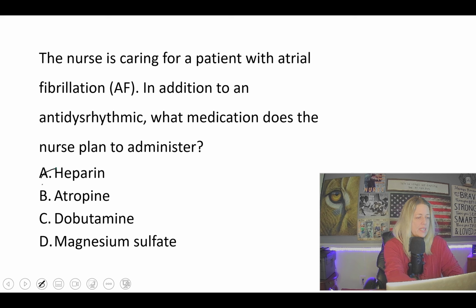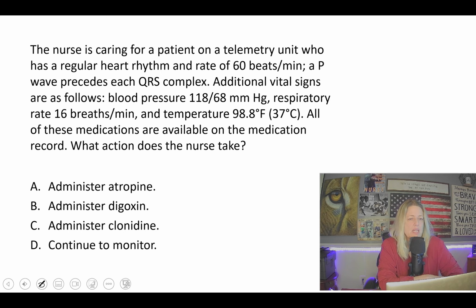The nurse is caring for a patient on a telemetry unit who has a regular heart rhythm and a rate of 60. Sounds good so far. And don't say, well, 60 is low. 60 is not low. 60 is the low end of normal, but it's still normal. A P wave precedes each QRS. Sounds good. That's what I want. Additional vital signs are as follows. So they're all normal. Blood pressure is fine. Heart rate was 60. Respiratory rate 16. Temperature is normal. All the vital signs are normal. They got a P before every QRS.